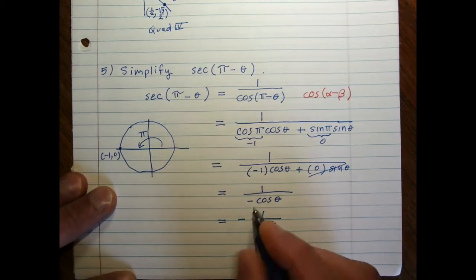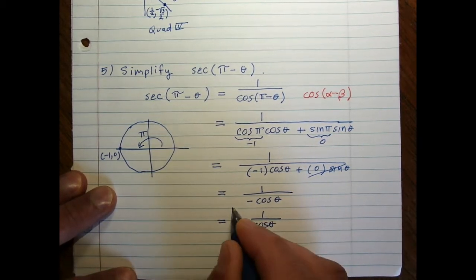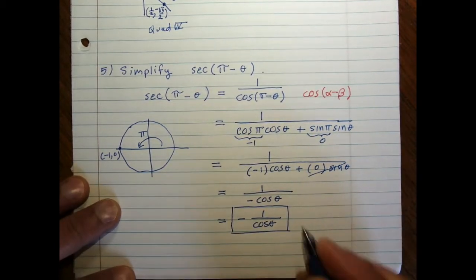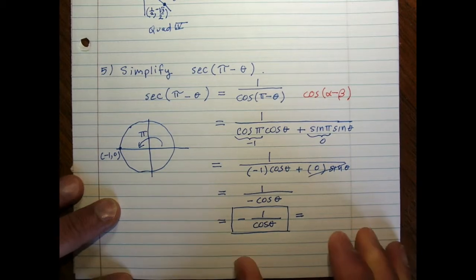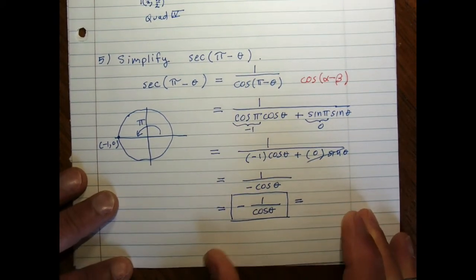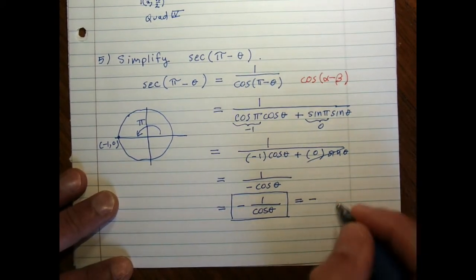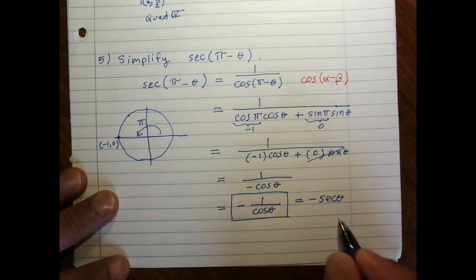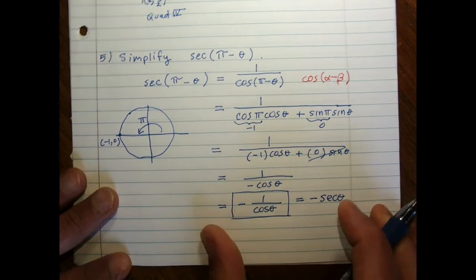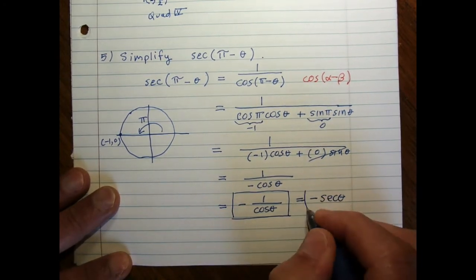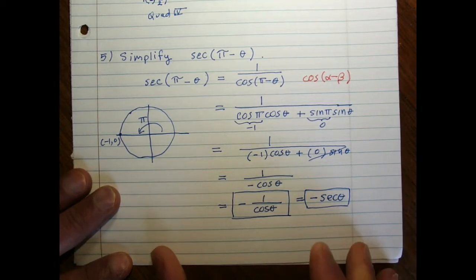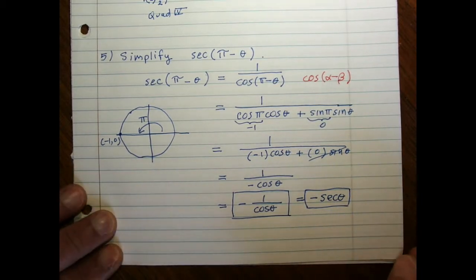And I'm actually perfectly happy if you leave your answer that way. That's a simplified form. But if you want, you could also rewrite that 1 over cosine theta as secant theta. And it's sort of pretty to write the answer in terms of secant because we started out with a secant. So we could also write that as minus secant theta. And there, we're done with number 5.